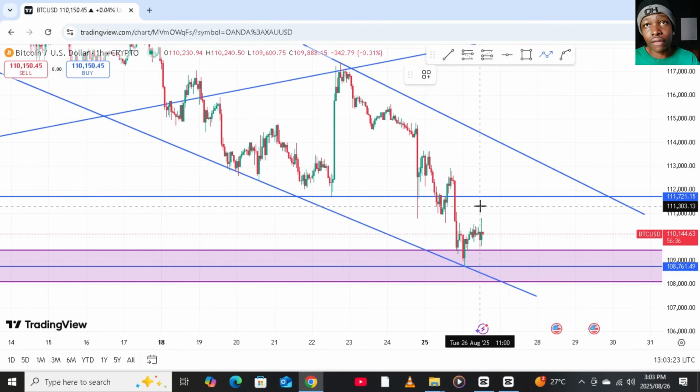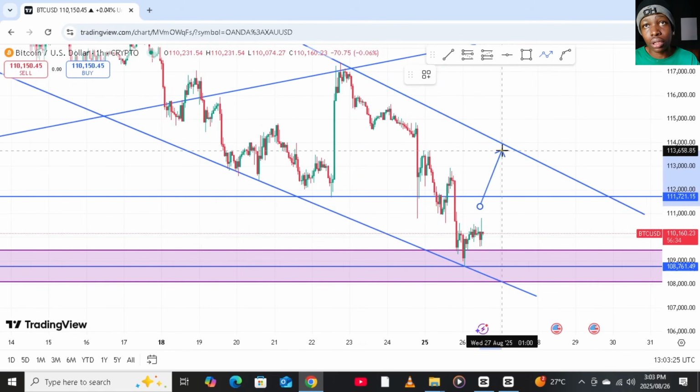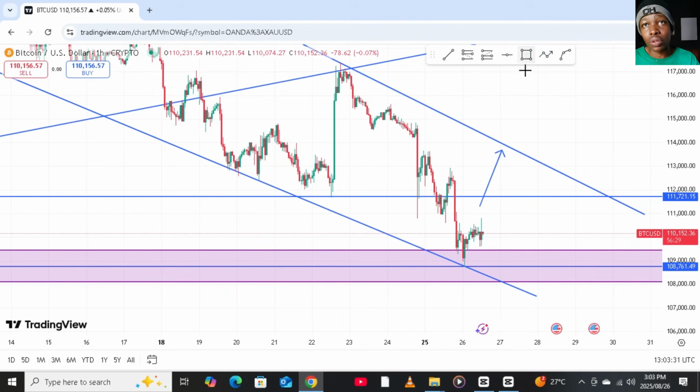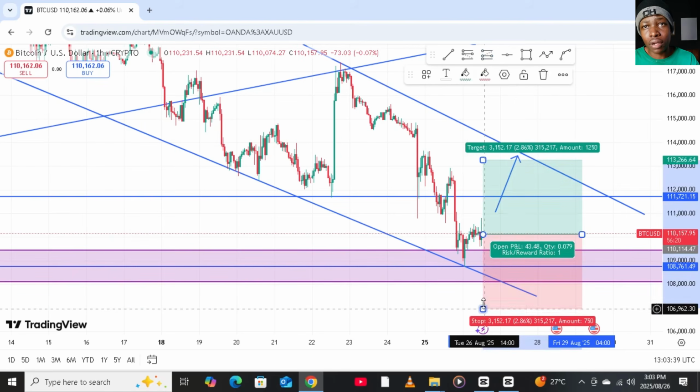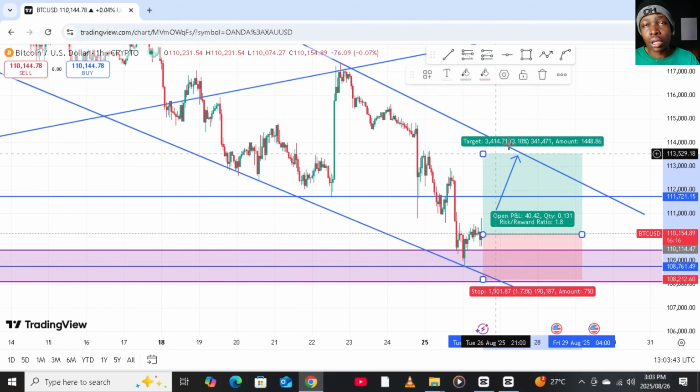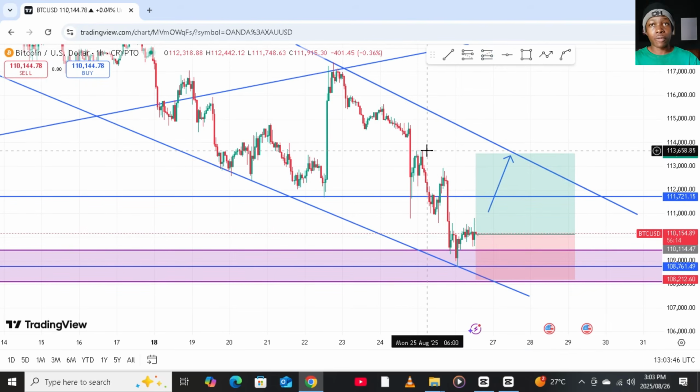So this is what I have for you guys. This is Bitcoin. I feel like Bitcoin is touching the top of our trend line. So I'm gonna just enter for buys right here, and see what the market has for us.